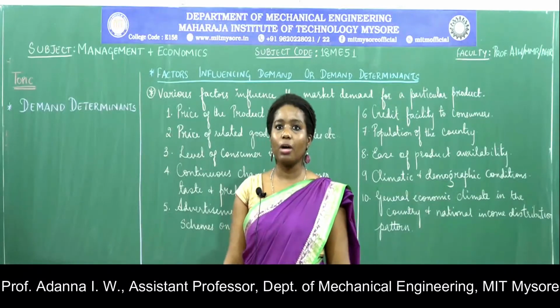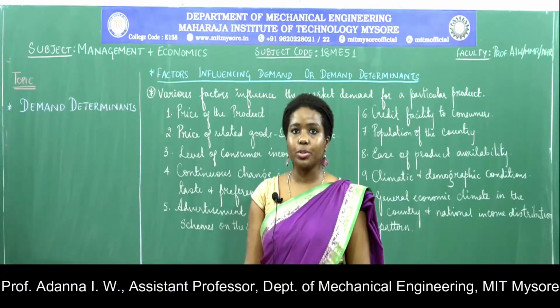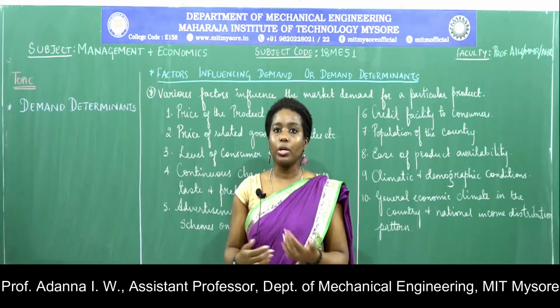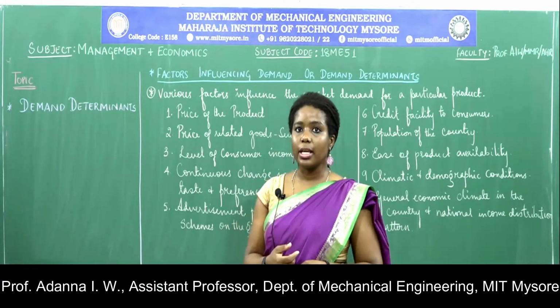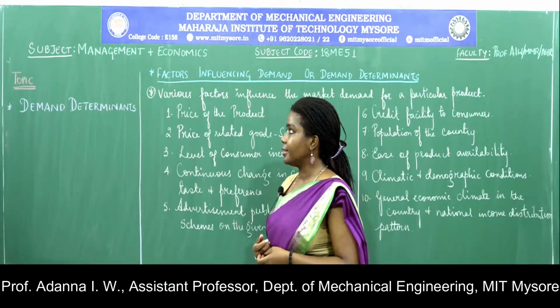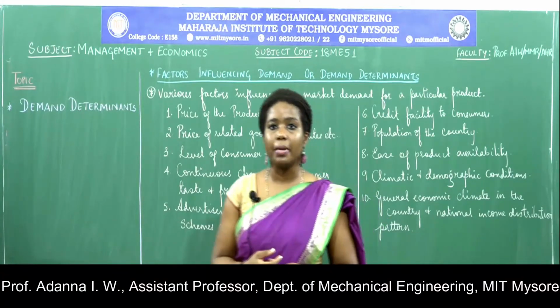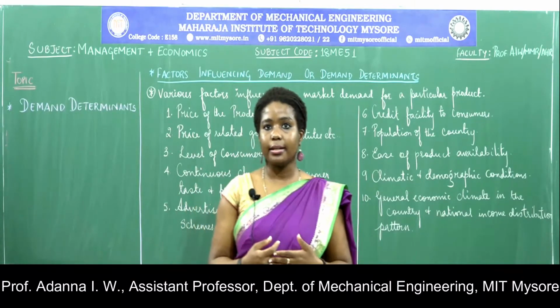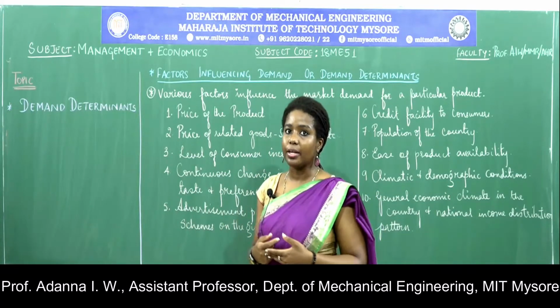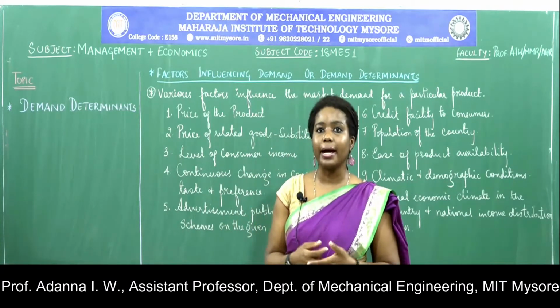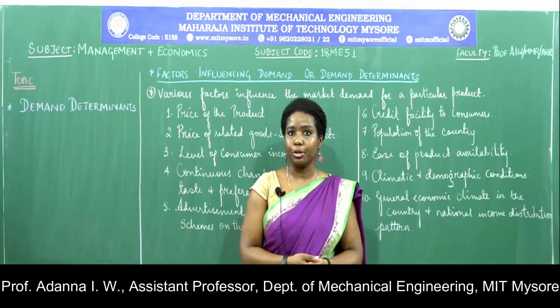Now that we have understood how supply and demand are related to each other, how they work and what happens, let's go on to see what are called demand determinants. Demand determinants means the factors that are going to determine the demand of a particular product, or the factors that affect the demand of a particular product.